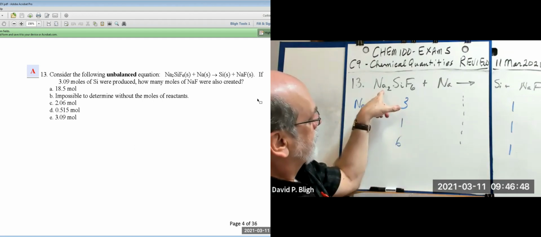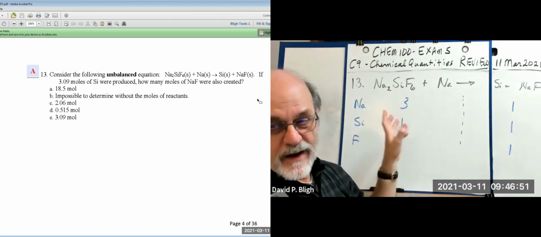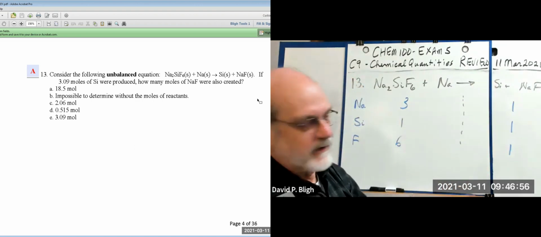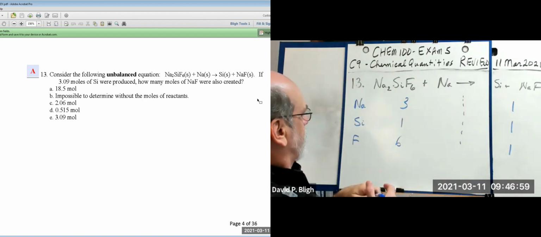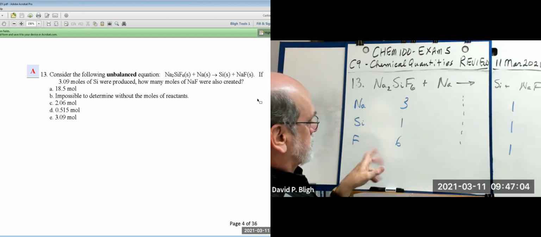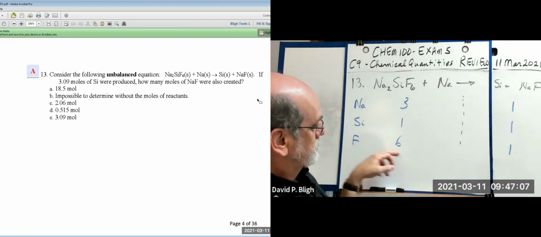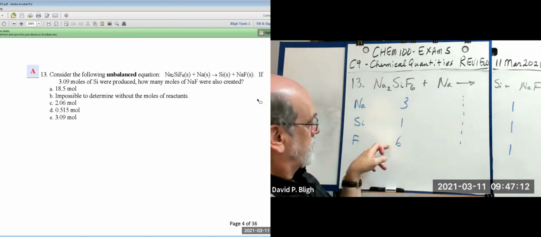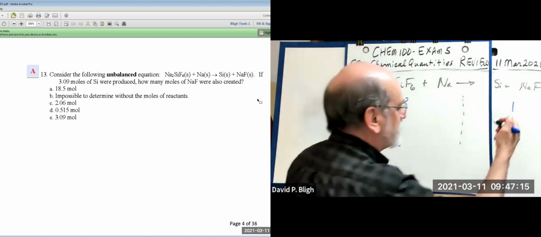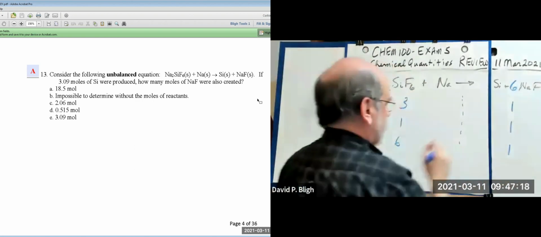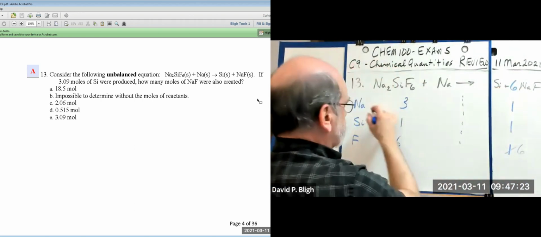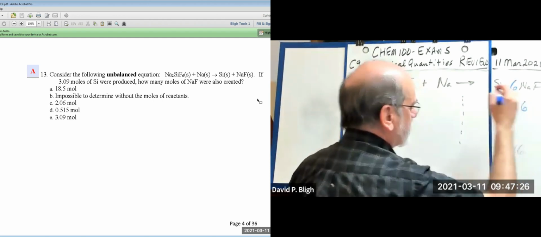Well, actually, this sodium is in 2 places, so that may not help us very much. But that silicon by itself definitely needs to wait till the end. So where should we start? I would start with fluorines. Since sodium is in two places here, I wouldn't try to tackle that one first. Fluorine is 6 here, and we need 6 over here. Right? So that gives us 6 fluorines, and it gives us 6 sodiums also. Okay?